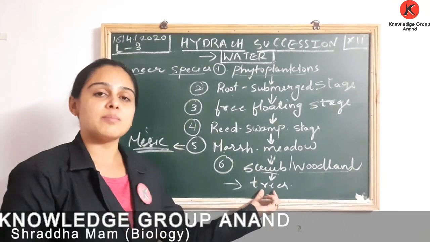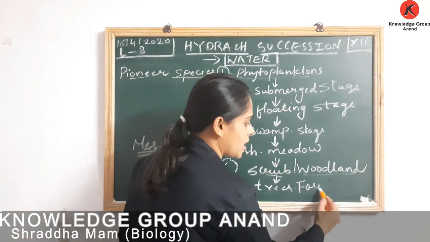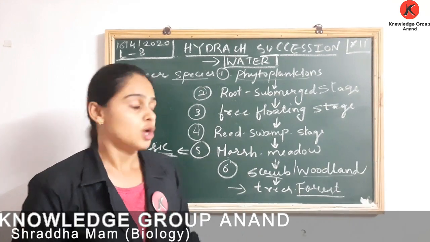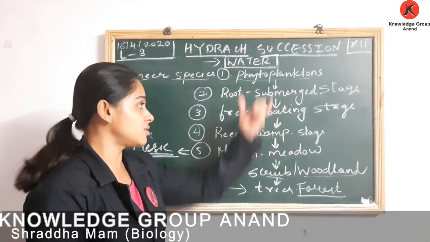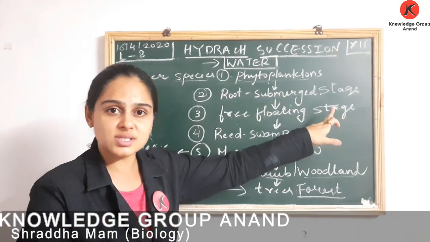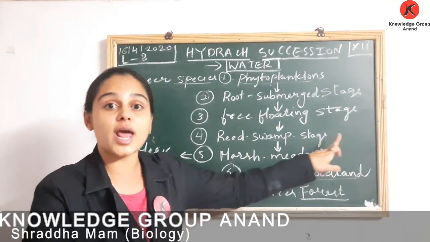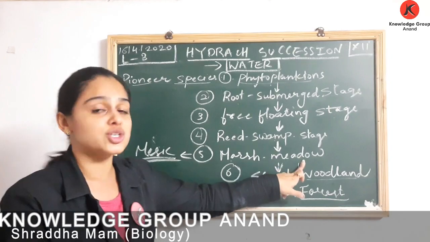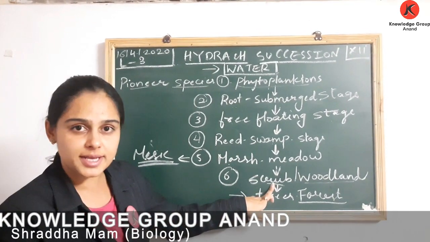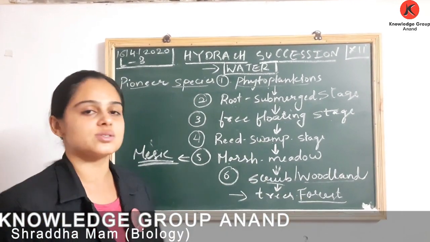Okay, so the climax community over here is your trees. Trees in the sense we are talking about a forest where there is presence of different trees and different plants. So this is your hydrarch succession. This sequence you have to memorize. Phytoplanktons, rooted submerged stage, then your rooted floating stage. Reed swamp stage is also called your amphibious stage. Then we have the marsh meadow stage. When there is mesic condition, we have the scrub stage, which is called your woodland stage, and finally we have the climax community, that is our forest.